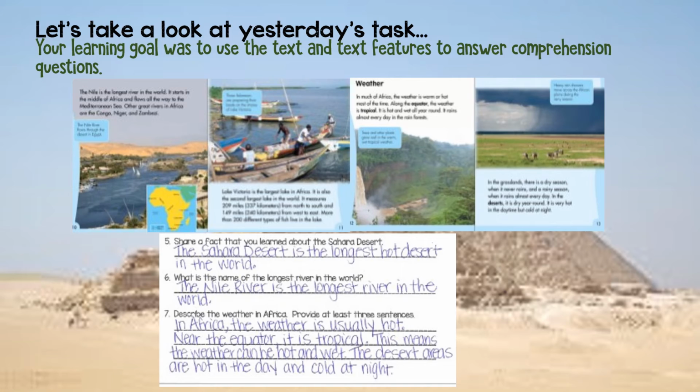Finally, question number 7. Describe the weather in Africa. Provide at least 3 sentences. In Africa, the weather is usually hot. Near the equator, it is tropical. This means the weather can be hot and wet. The desert areas are hot in the day and cold at night.